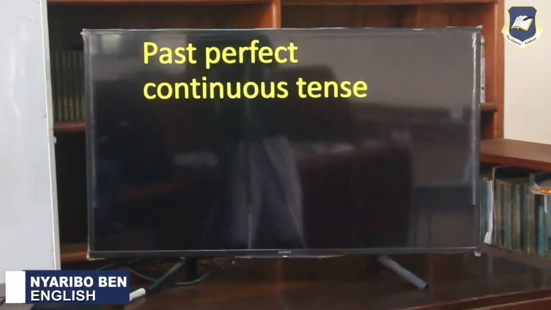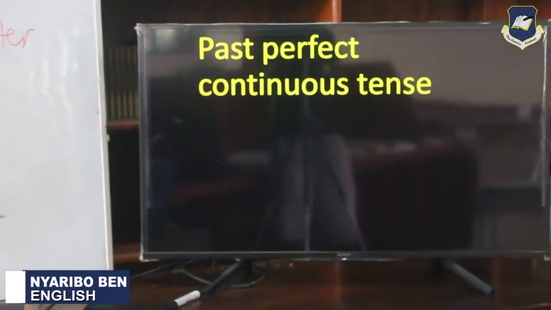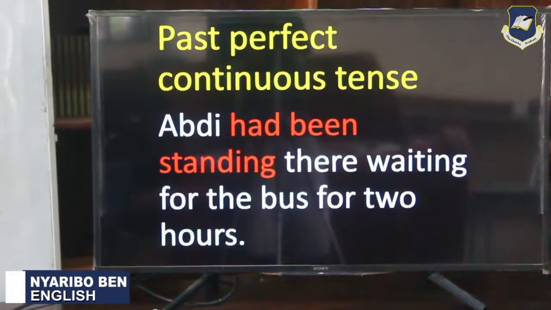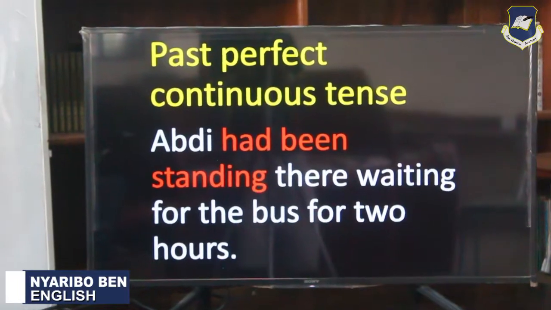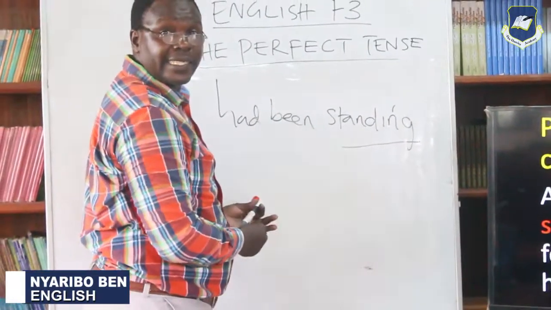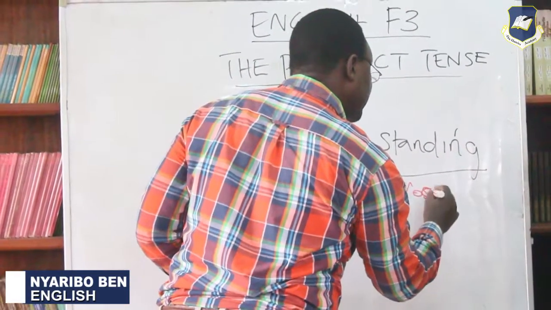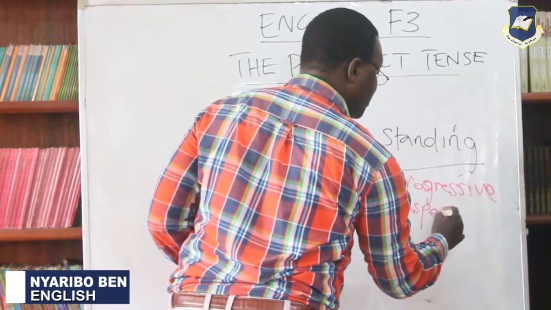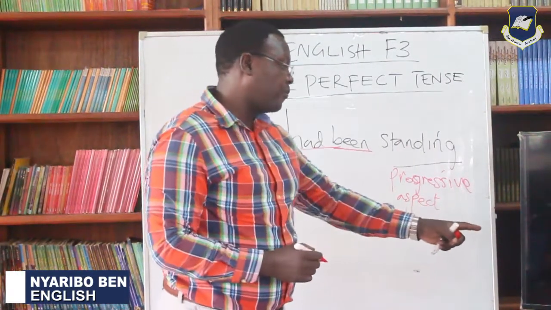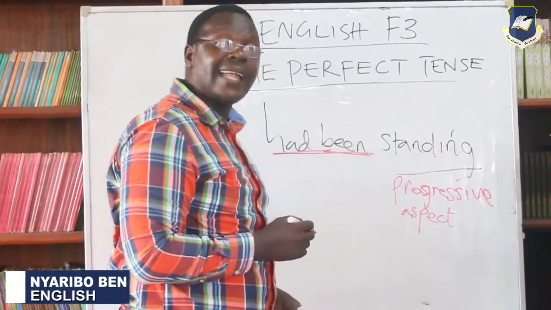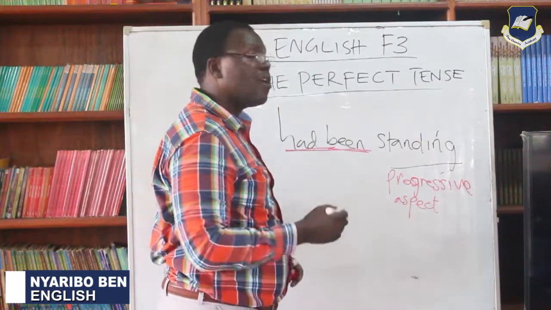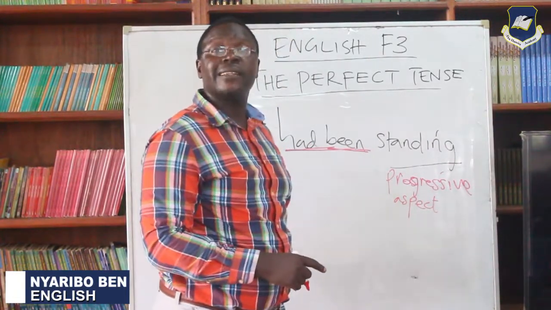Another aspect is past perfect continuous. The one that we've done but in the continuous manner. Abdi had been standing there waiting for the bus for 2 hours. Abdi had been standing here gives us the aspect of progressive aspect. He is still standing. Had been. By the time something happened for the bus, 2 hours. So had been standing there for 2 hours. Abdi had been standing there waiting for the bus for 2 hours. So before the bus came, he had been standing there for 2 hours.